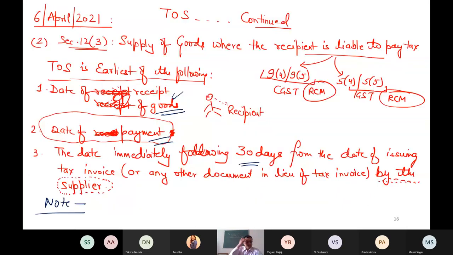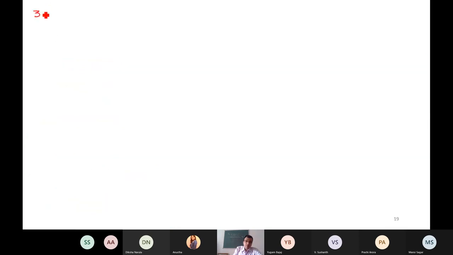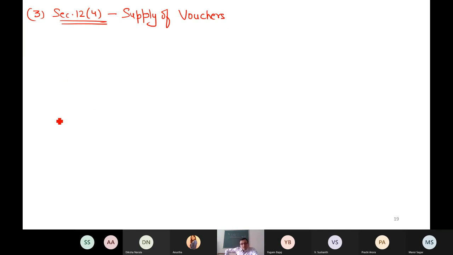Section 12, subsection 4. Now what happens in case vouchers are given? Supply of vouchers. Practically, I have covered both the topics of the supplier: when the supplier is liable to pay the tax, or when the recipient is liable to pay the tax. Now the third, subsection 4, is supply of vouchers. What happens when vouchers are supplied?